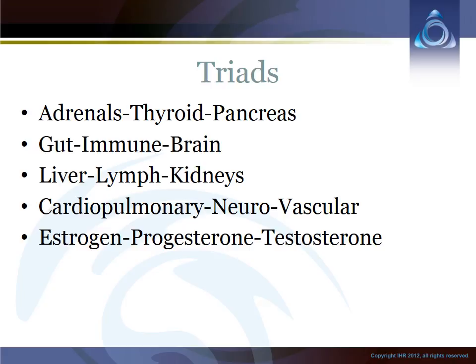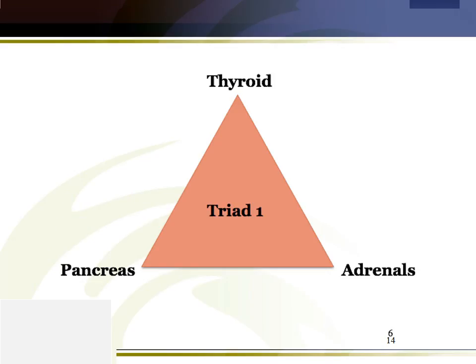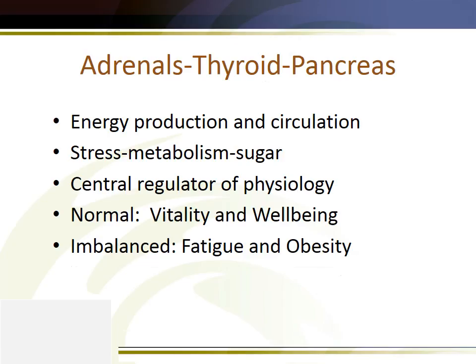And then finally, estrogen, progesterone, testosterone, which are reproductive hormones that engender sort of potency, reproducibility, and a sense of vitality in the world. So the first triad, adrenal, thyroid, pancreas, has to do with, again, stress, metabolism, and sugar. All three hormones produce energy in the body, and they circulate that energy in very key ways. From a patient perspective, I always talk about this in terms of stress, metabolism, and sugar.